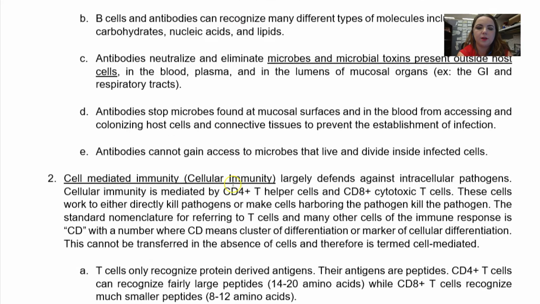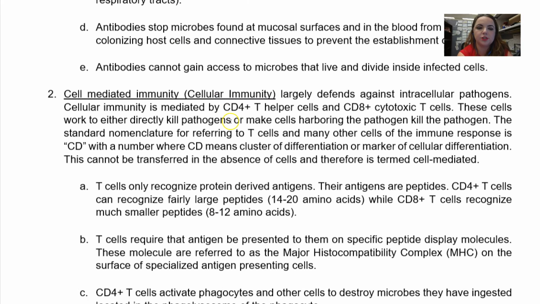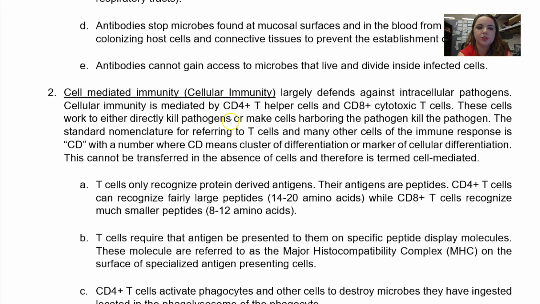So you get another introduction to the difference between humoral and cell-mediated immune responses. This is where we're actually going to dig into that. So you see there's a lot more details here. Then we go into antigen presentation.